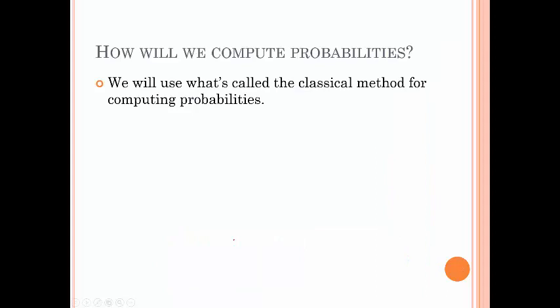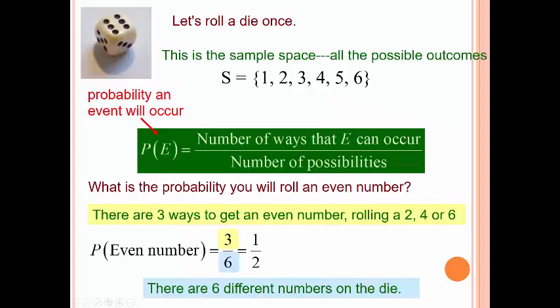Okay, so we'll use what's called the classical method for computing probability, and it's just a very simple formula to follow. Let's see what it is on the next slide. We're going to derive this formula with an example.